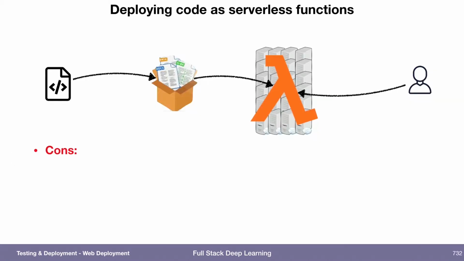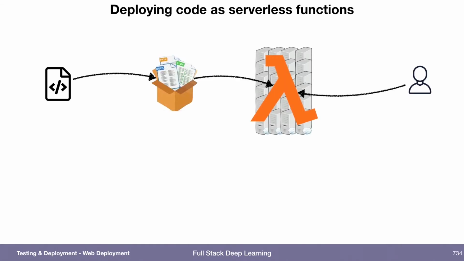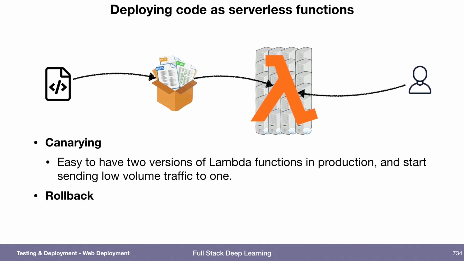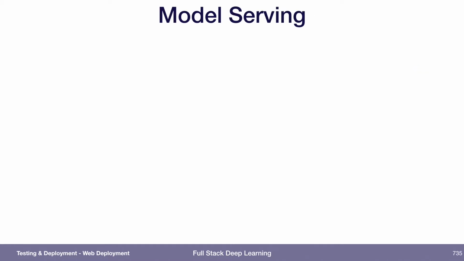So the cons to that is that it's really quite a stringent deployment requirement. So you have to fit your whole thing in less than 500 megabytes of code and binaries, less than, I believe, 5 minutes, might be different now, maybe 30 minutes execution, less than 3 gigabytes memory, at least on Amazon Lambda. I'm not sure how it is on Google Cloud. And you're limited to only CPU execution. So whereas even with Docker, you were able to provision a GPU and use a GPU, here you're limited to a CPU. It's pretty easy to canary. It's pretty easy to roll back. So all the DevOps stuff is made super easy for you in the serverless world.